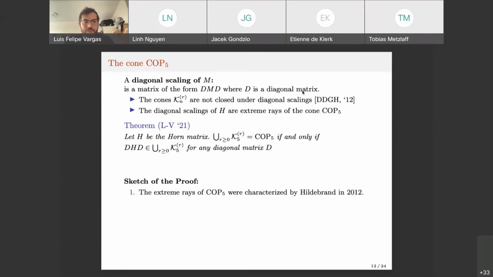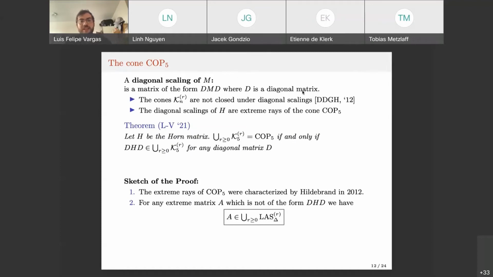The idea of the proof is that the extreme rays of the copositive cone of size 5 were characterized by Hildebrand in 2012. Using this characterization, we can prove that any extreme matrix, or extreme ray, which is not of the form diagonal scaling of the Horn matrix belongs to the union of the Lasserre simplex-based cones. So the result is even stronger. But we can also prove that the Horn matrix does not belong to any of the Lasserre-based cones. So it's still open whether the union of the K_5^r is equal to the copositive cone of size 5. But we have this theorem that it's sufficient to look at the Horn matrix and its diagonal scalings.